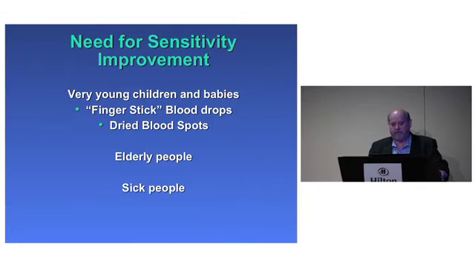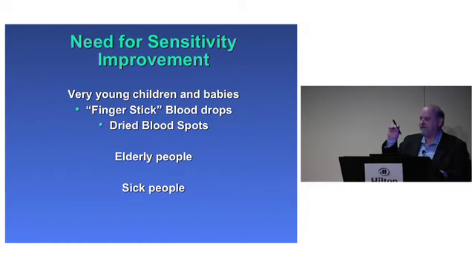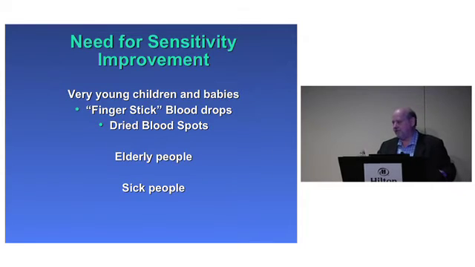Very young children and babies, we need improvements in sensitivity to be able to measure them. Finger sticks, blood spots off of finger sticks would be nice if we could have the sensitivity to measure that instead of taking 5 red tops of 50 mils of whole blood to get 20 mils of serum. That's a lot, and you can't do that in young children. Elderly people, it's difficult to get, or people who are sick.